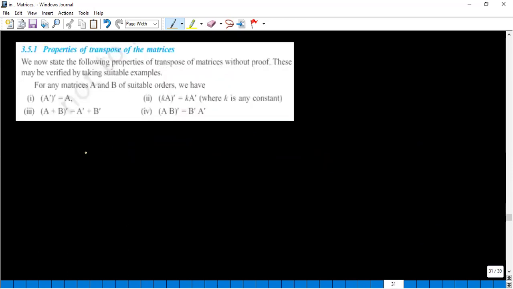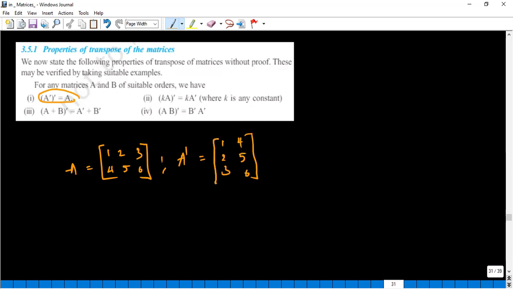Then, what are the properties it holds? A transpose, whole transpose, is A. Suppose you have a matrix 1, 2, 3, 4, 5, 6. If you find its transpose, what do you get? This is A transpose. For this transposed matrix, again find the transpose, which is nothing but again 1, 2, 3, 4, 5, 6 only. That's why they say A transpose, whole transpose, is A.